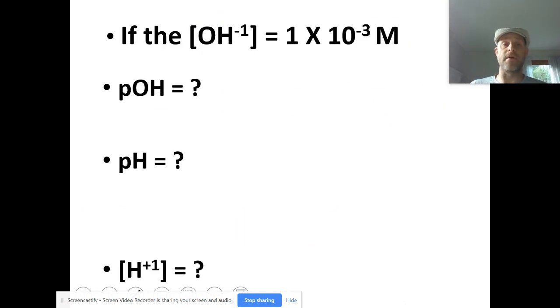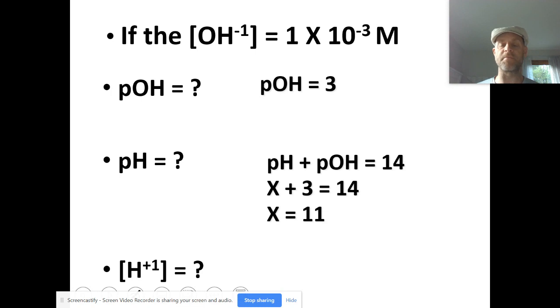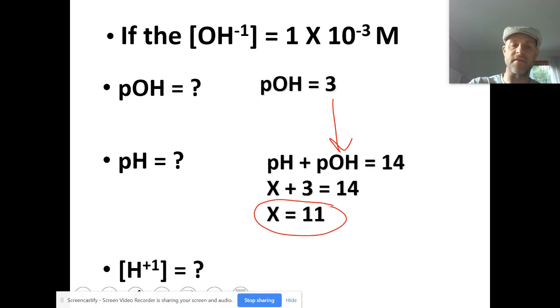Okay, let's try another one. If the concentration of OH or hydroxide ions equals 1 times 10 to the negative 3, what's the pOH? Remember the rule. pOH is 3. Done. Right away. Then what's pH? Remember the equation. pH plus pOH equals 14. So if this one is 3, what plus 3 equals 14? That's 11. So the pH is 11.